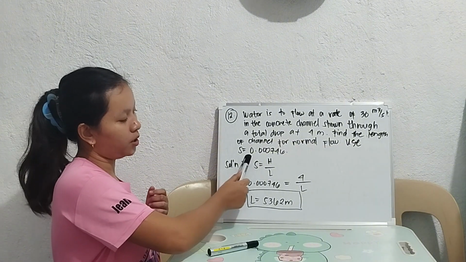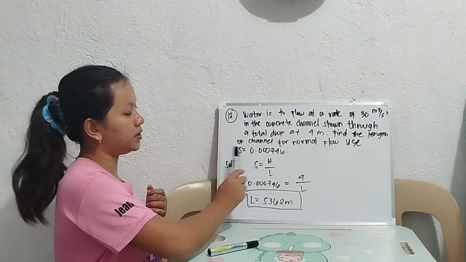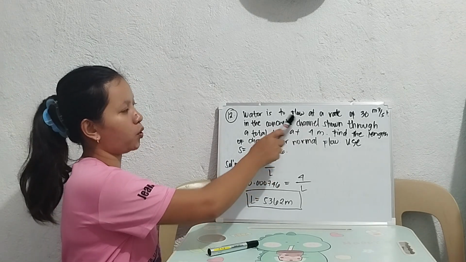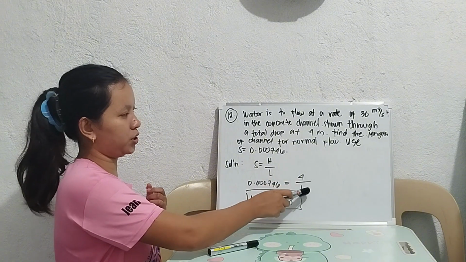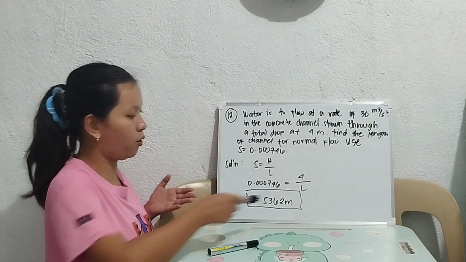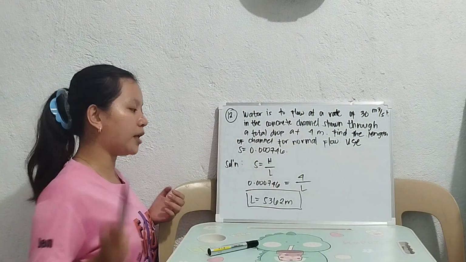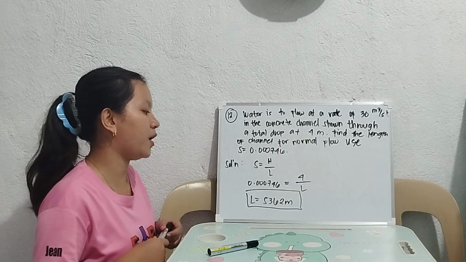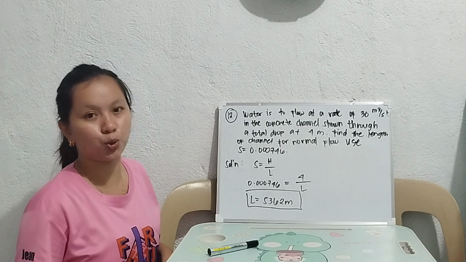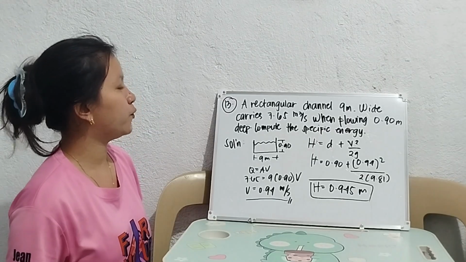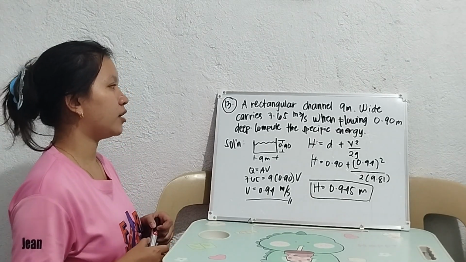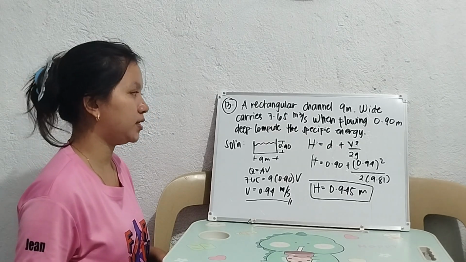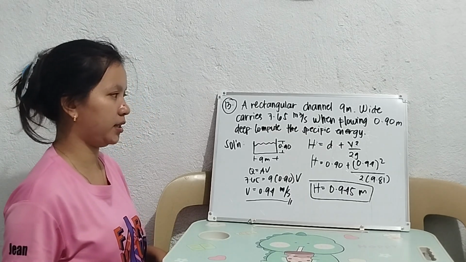So for S, it is given as 0.000746. And then the H is the total drop of 4 meters. So what we will show is to find the length, so over L. So to calculate everything, we can come up with the answer: the length is 5,362 meters.